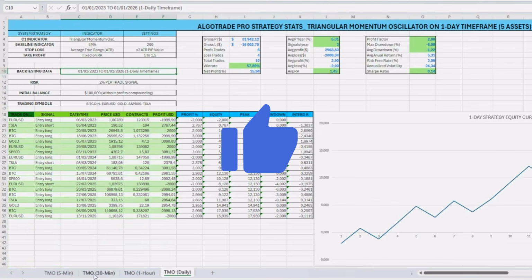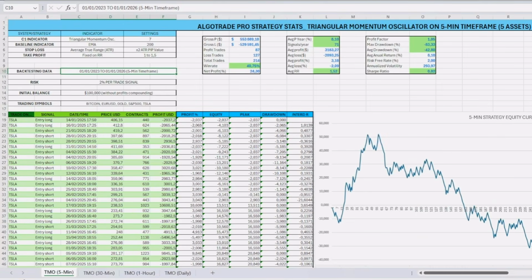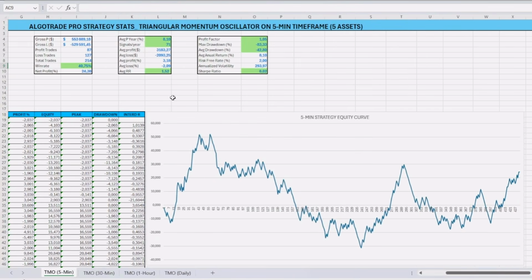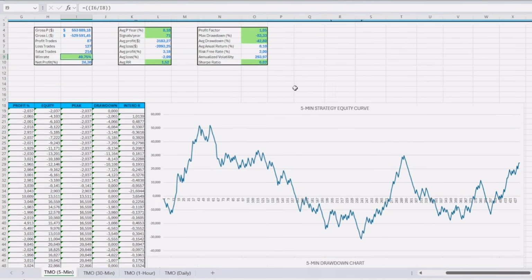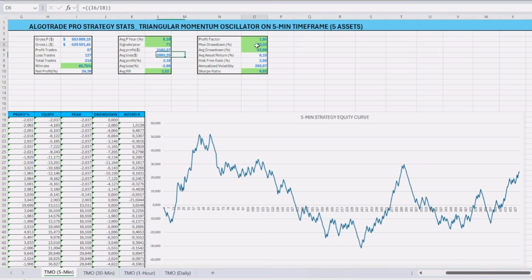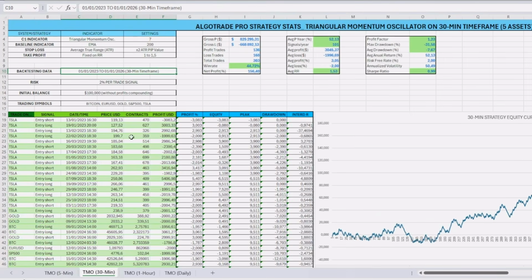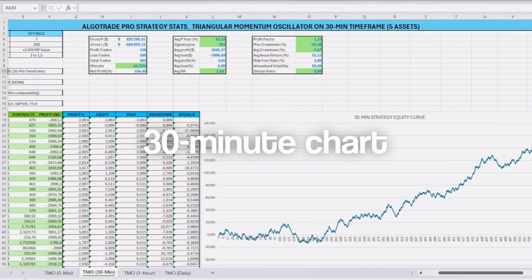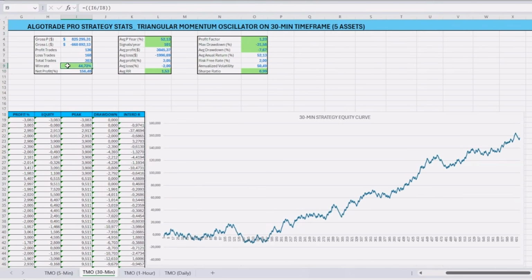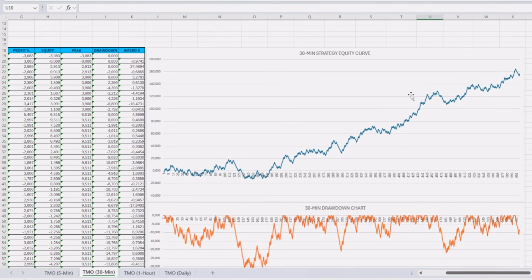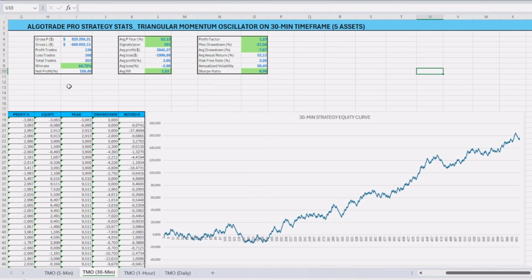Now that the tests are done, here's what actually matters. On the 5-minute time frame, the results are weak. Low win rate, unstable equity, lots of noise, and that's expected. Divergences struggle when the market moves faster than structure can form. Move up to the 30-minute chart and everything changes. Win rate improves, drawdowns decrease, and the equity curve finally becomes consistent. This is where divergence logic starts to work, because momentum has time to develop.